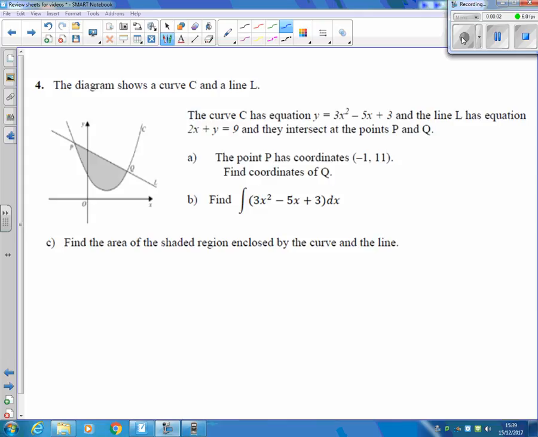Question 4, I recognise this from an old Core 1 question because there's lots to it. The first thing you have to do is actually find out what these 2 points are. So you're trying to find out when does this curve meet this line. A little bit of simultaneous equations work.